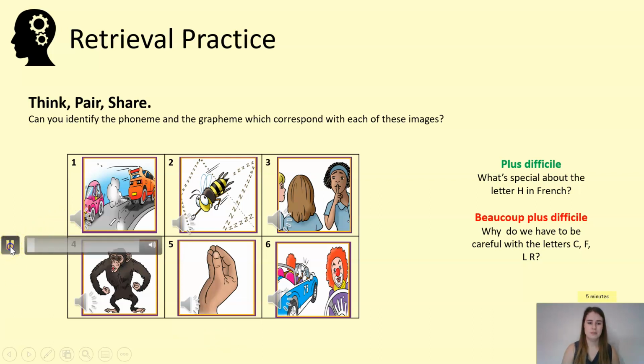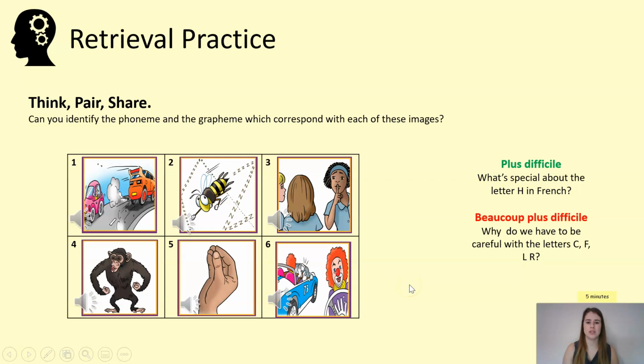Okay, so let's check this one. J, Z, Sh, Ou, E, En. Okay, so those are the sounds.